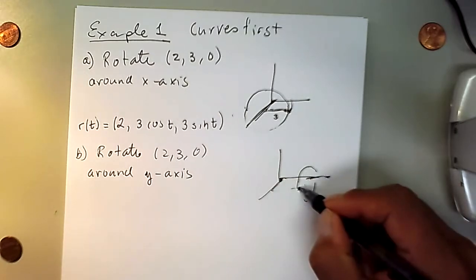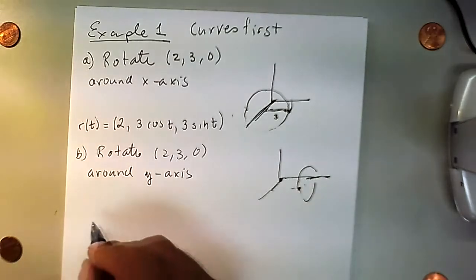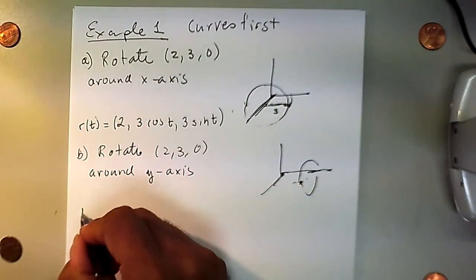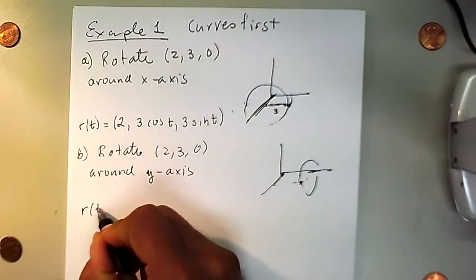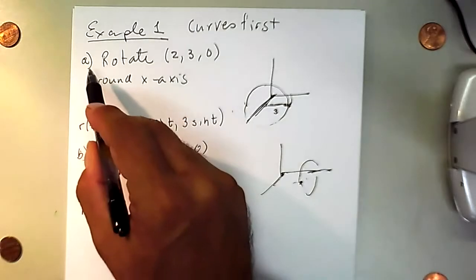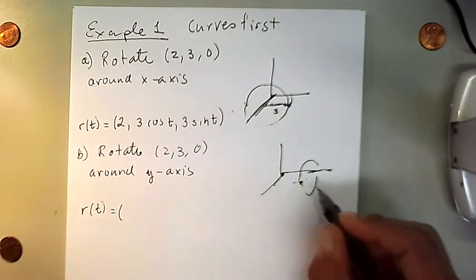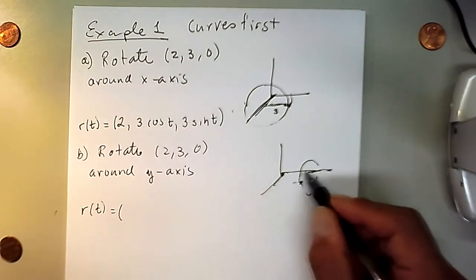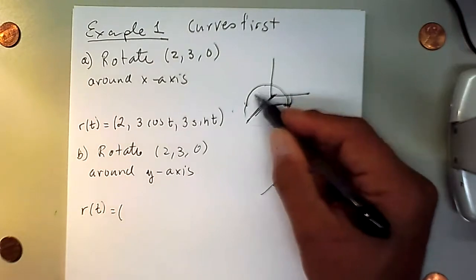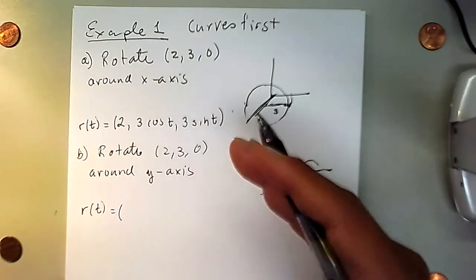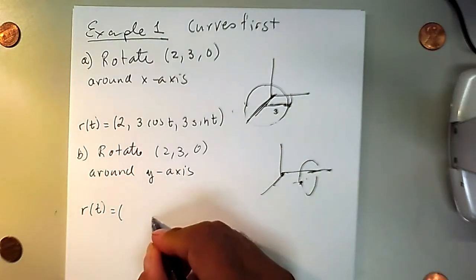So same starting point, 2, 3, 0, but now we're going to rotate. So the y value has to stay constant at 3. So this is a different r of t than the one up here. I'm not going to distinguish it with R1 or R2. I guess we could put RA, RB, but I'm not going to do that. So the second coordinate will be 3 because we want the y value to be 3. Just like up here, we wanted the x value to be 2 and stay 2. Otherwise, the circle is not going to be vertical. So we're going to put 3 in the y value.